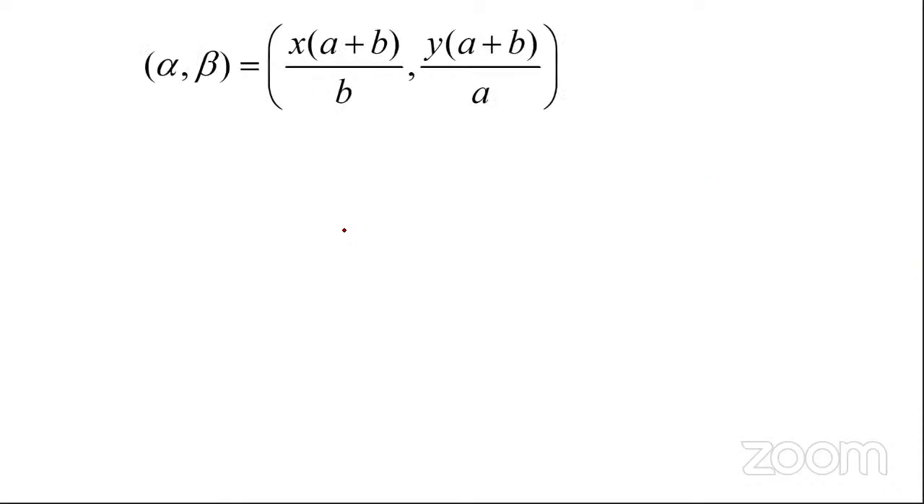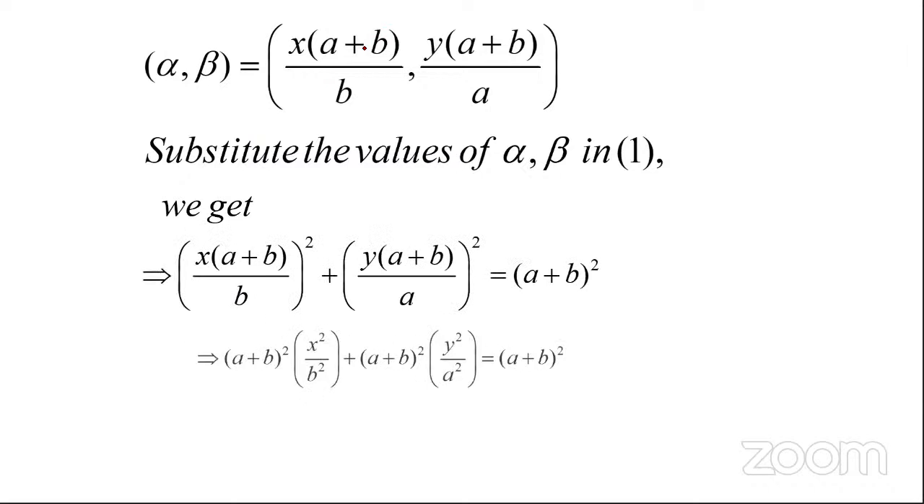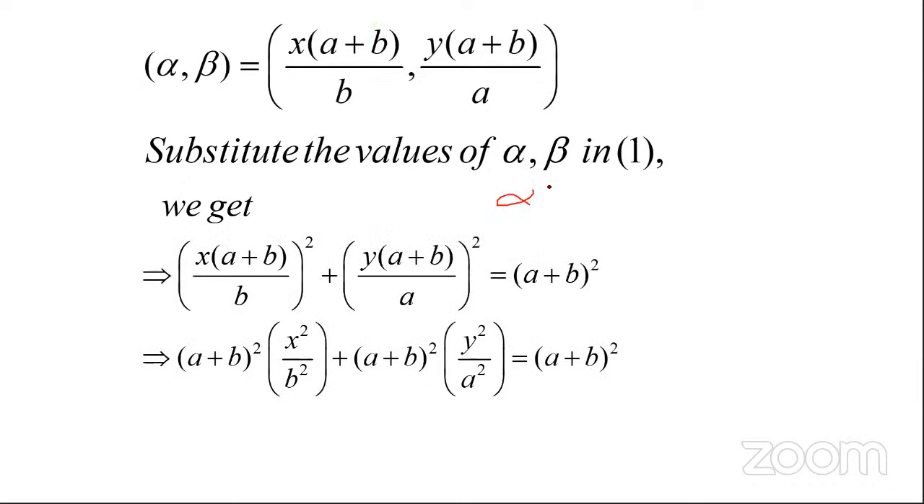Then this value is alpha comma beta, which is equal to x of (a plus b)/b comma y of (a plus b)/a. Then substitute the values alpha, beta in equation 1. Equation 1 is nothing but alpha square plus beta square equal to (a plus b) whole square. We find alpha comma beta values and substitute them in equation number 1.